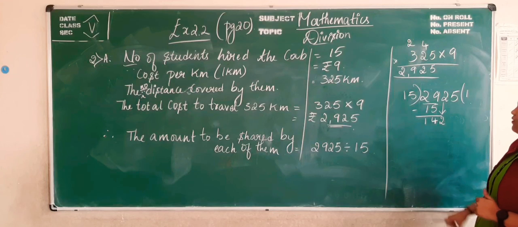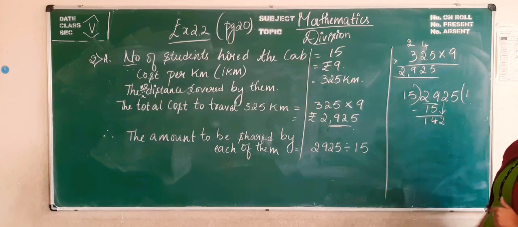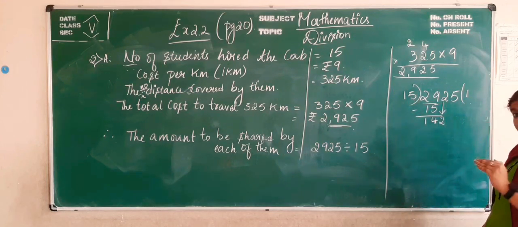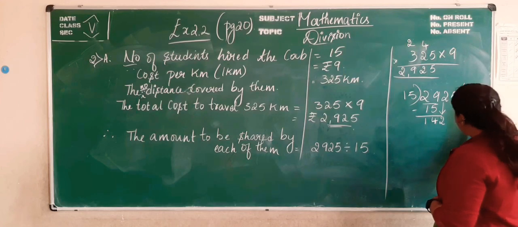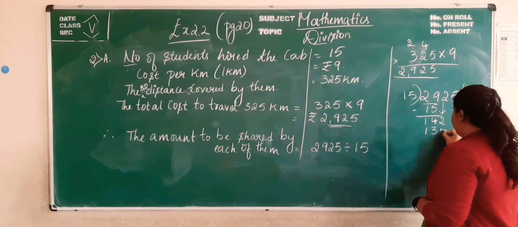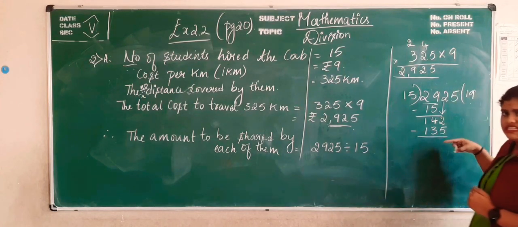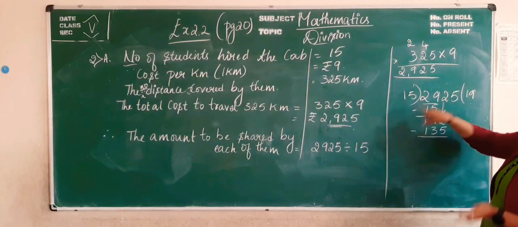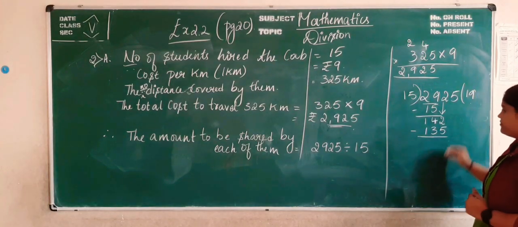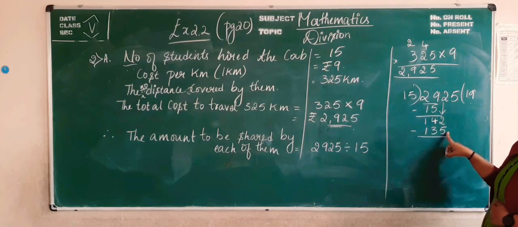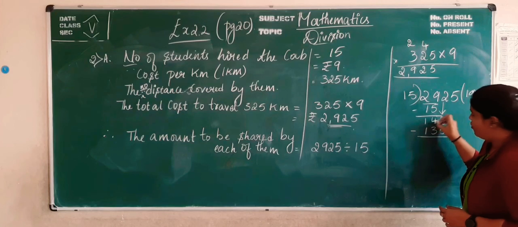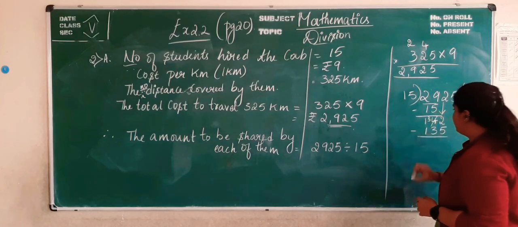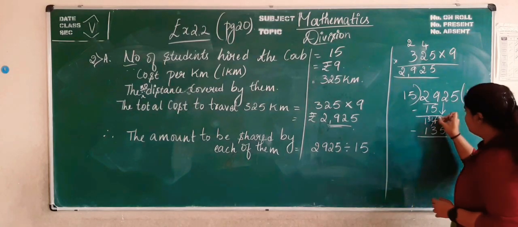So now 15, how much should I take? 15 nines are 135, 15 tens are 150. Which one should I say? Very good. 15 nines are 135. So 135 is less than 150. So I can take 15 nines are 135. So now 2 minus 5. Can I subtract 2 minus 5? No. So what do I do? I take borrow. 4 goes, 3 comes, 2 goes and yes, 12 comes.